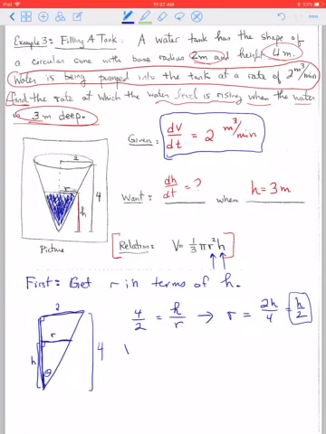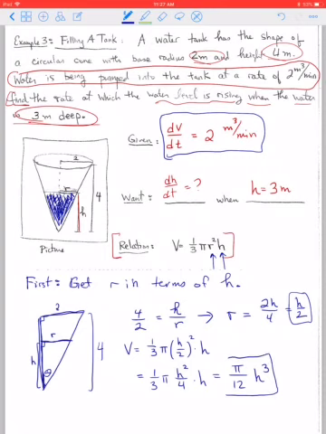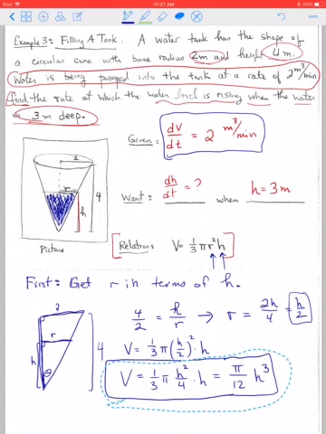So let's sub that into our relation. V equals 1/3 pi (h/2) squared times h. When we simplify that, it's pi h squared over 4 times h, and we get pi over 12 times h cubed. So that's our formula. Let's copy that and transfer that to our next page.